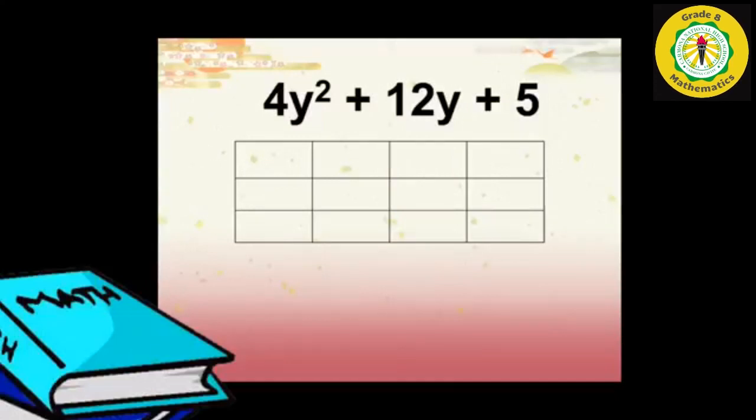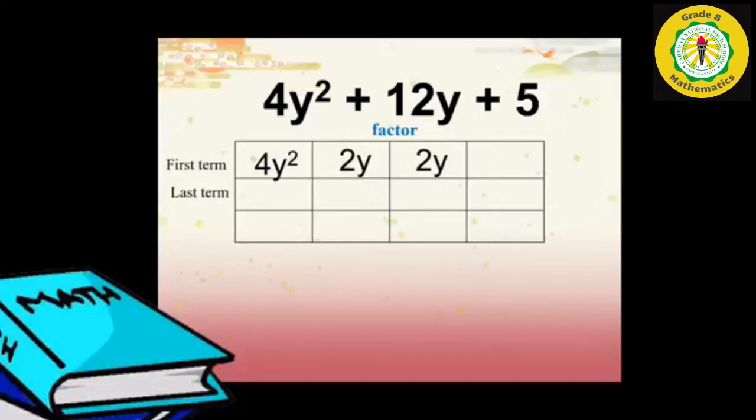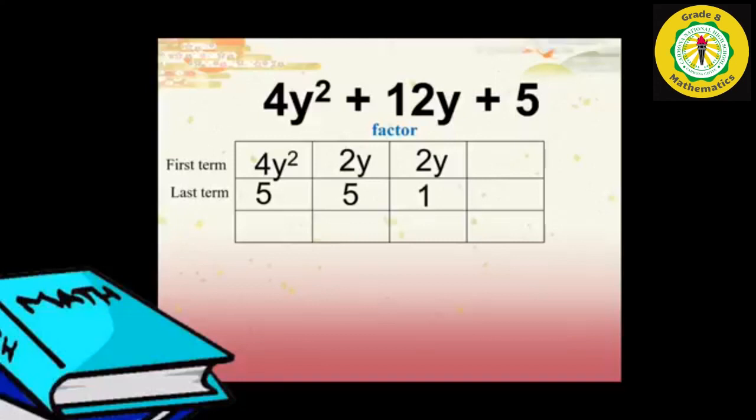Okay, our last example, we have 4y squared plus 12y plus 5. So first, we need to factor our first term, which is 4y squared. So we have here 2y and 2y. And then we need to factor the last term, which is 5. So we need to consider the coefficient in the middle term, which is 12. And we have here 5 and 1 as our factors.